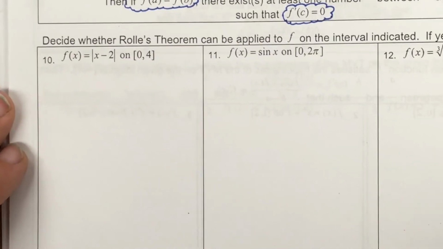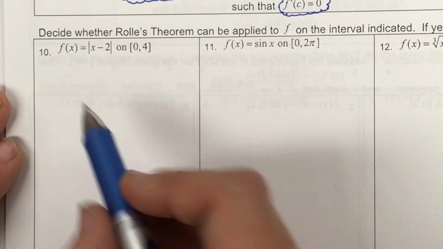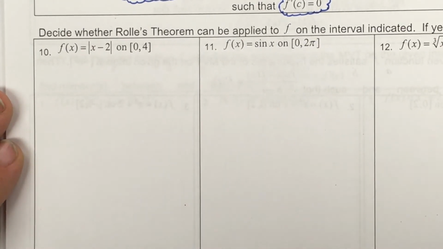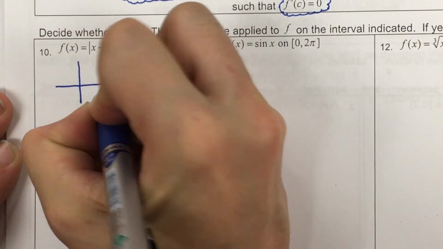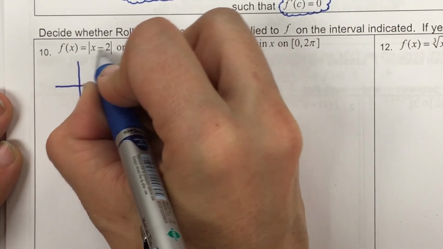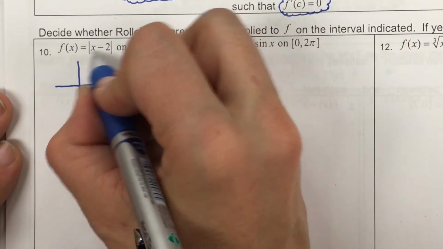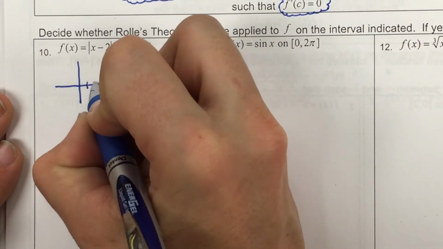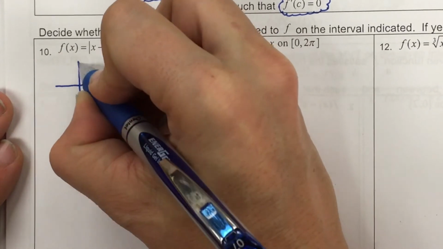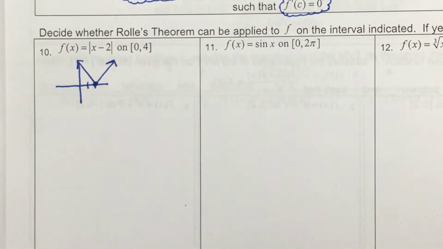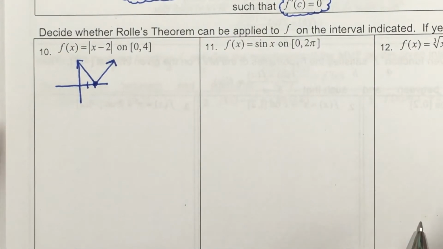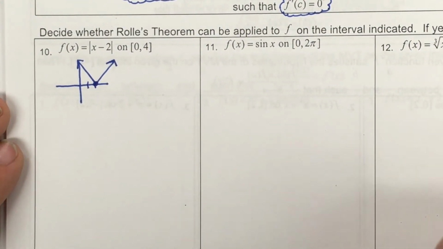So let's look at number 10 here. Number 10, we've got an absolute value function. So let's consider what that graph would look like. Now, absolute value functions make v's, and it's inside the absolute value here, so it's going to go the opposite of what I'd expect. So it's going to go to the right too and make a v. Again, if you're not comfortable with knowing how to graph functions like that quickly, you can always make an xy table and plug in points.